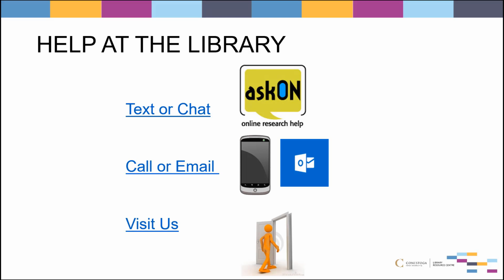Please remember that you can always ask for help from the library, even if you are not able to visit us in person. Ask On is an online chat and SMS research service staffed by information specialists from participating college libraries across Ontario, including Conestoga. To begin a chat, click the Click to Chat tab, which floats at the bottom right of each page of the library's website. You can also text us at 226-210-0275 for mobile research help. You can phone or email for help too. Contact information can be found on the library's homepage.